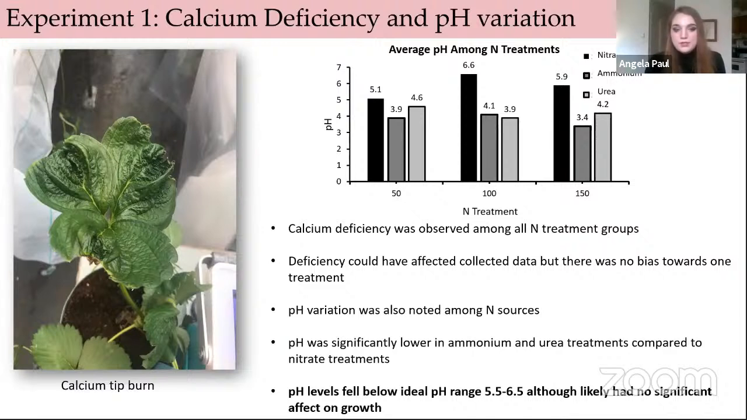The only other issue that I did have is that there was pH variation among the nitrogen sources. The pH was significantly lower in ammonia and urea treatments, despite me trying to combat that by increasing the pH. However, I still saw significance within the urea treatments, so it likely had no significant effect on growth.